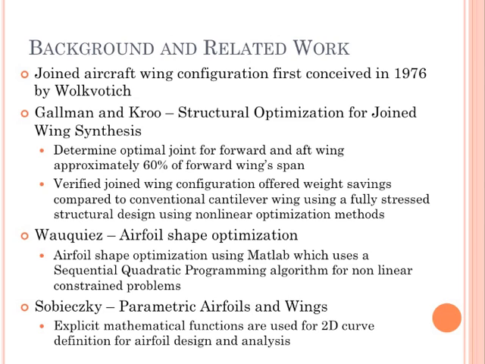The first joined wing configuration was proposed and analyzed in 1967 by Wolkowicz. Gallman and Crow also contributed a significant amount of work to analyze and optimize the joined wing. Specifically, they verified the structural weight savings by performing a joined wing structural optimization, determining the optimal wing joint location at 60% of the span of the front wing using nonlinear optimization methods.